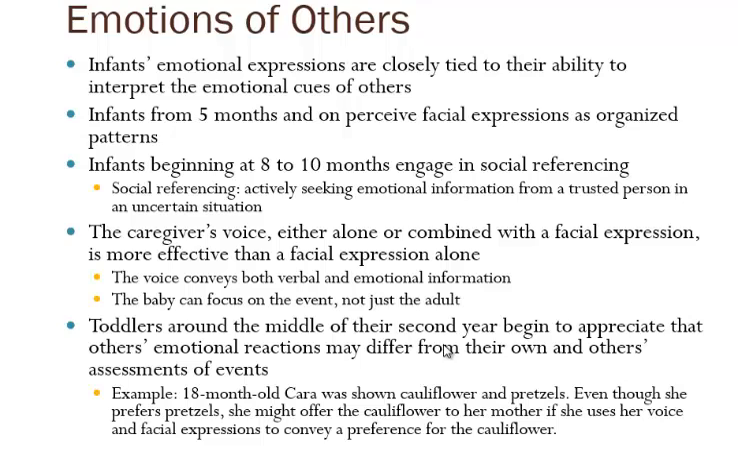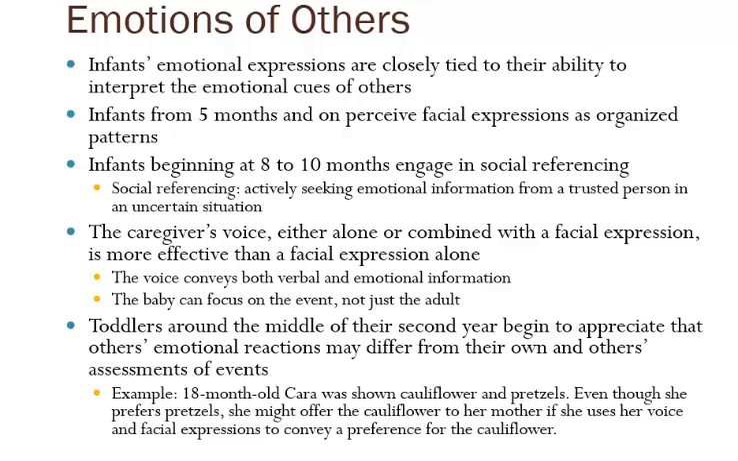Toddlers in the middle of their second year, 1.5-year-olds, 2-year-olds, begin to appreciate others' emotional reactions, and they may appreciate the fact that their parents may react to things differently than they do. This is an example over here: an 18-month-old was shown cauliflower and pretzels. Even though the baby wants the pretzels, she might offer the cauliflower to the mother if in the past she has been conditioned to realize that the mother's going to like that more.